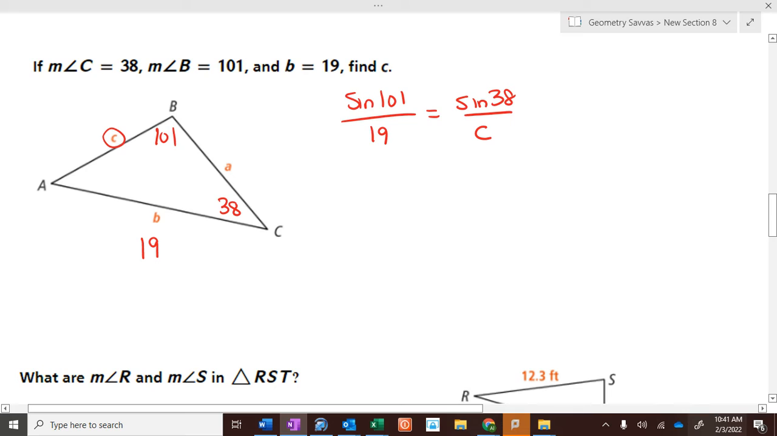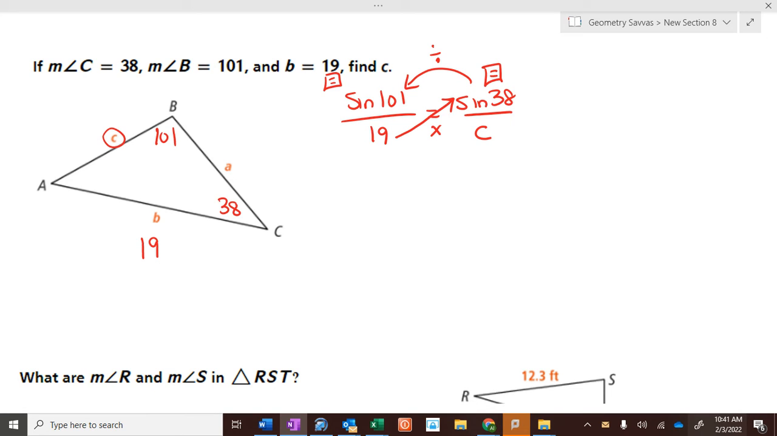Okay, let's do a little shortcut on this one. We don't have to cross multiply, we don't have to write it out. You start on the bottom. Take this times this, press equals, and then divide by this, and press equals. That's cross multiplication. This times this, press equals, divided by this, press equals. C equals?